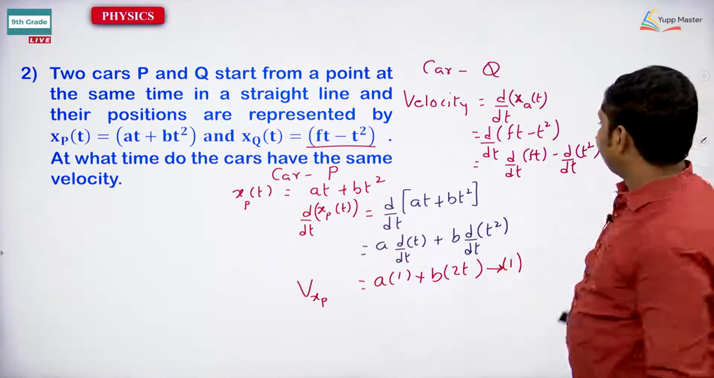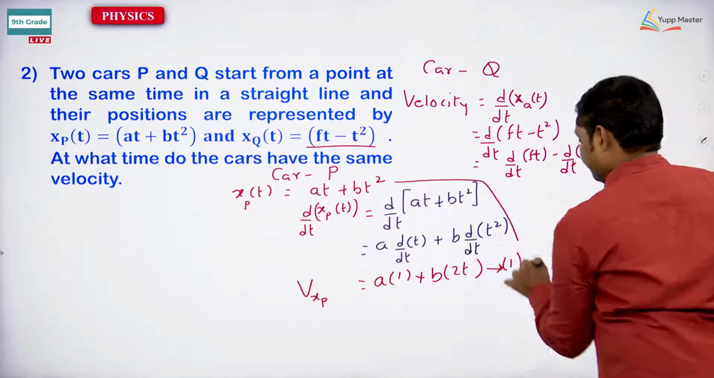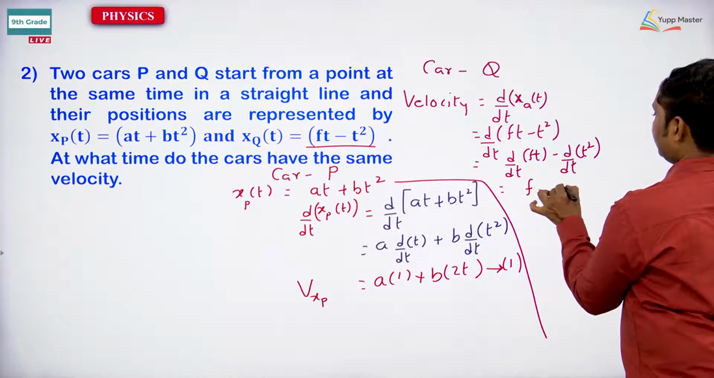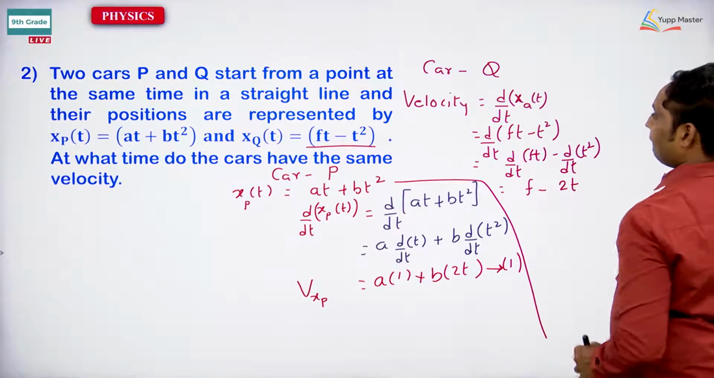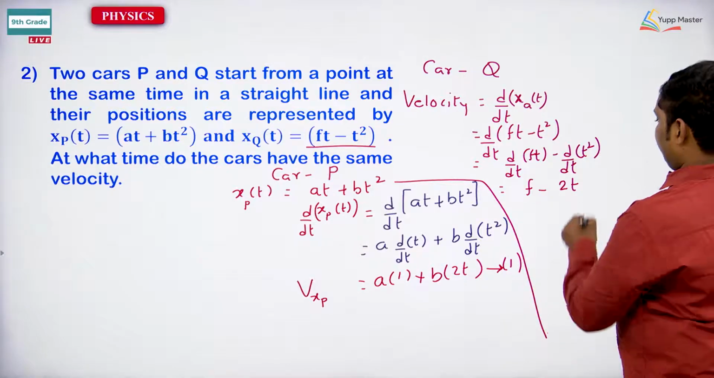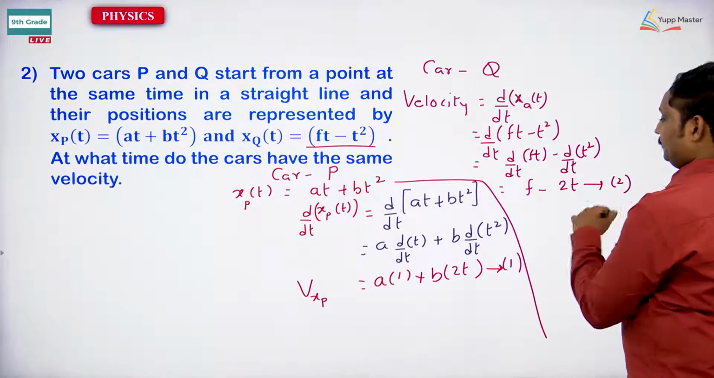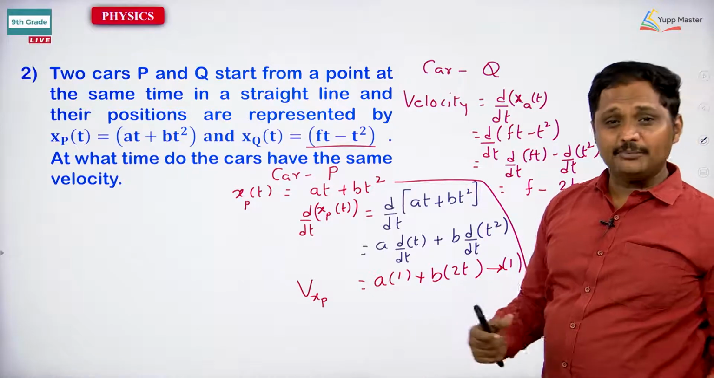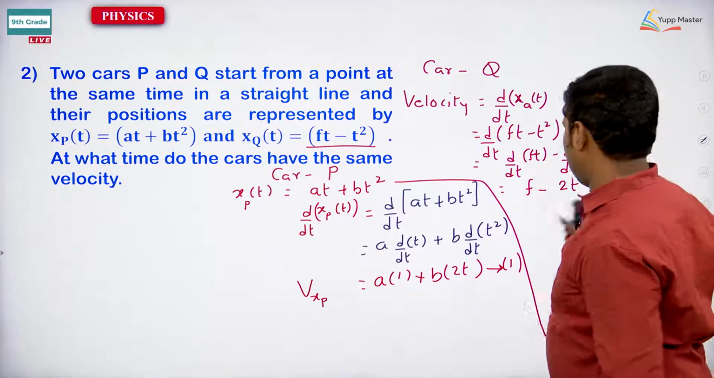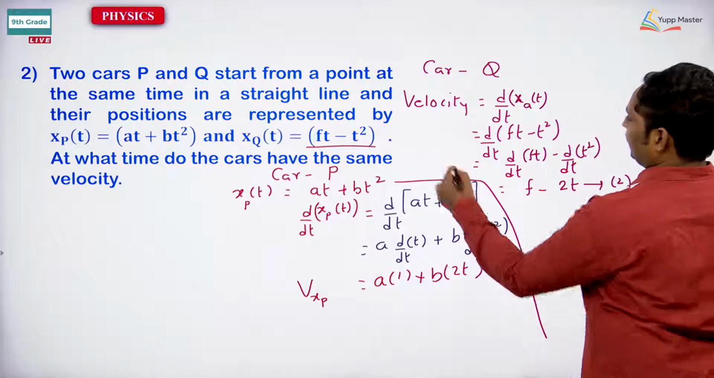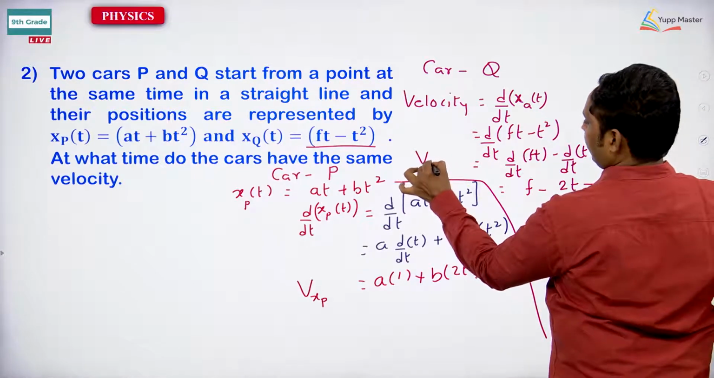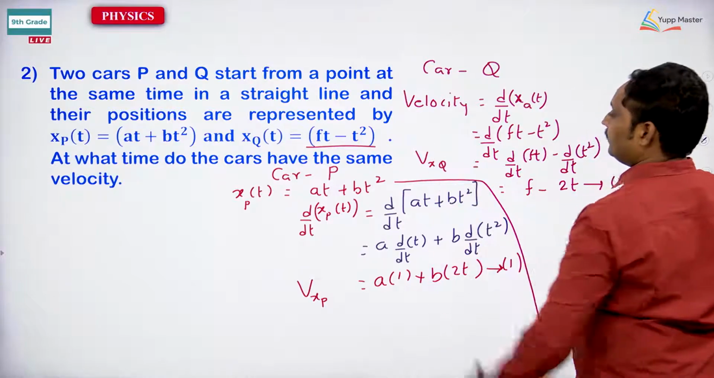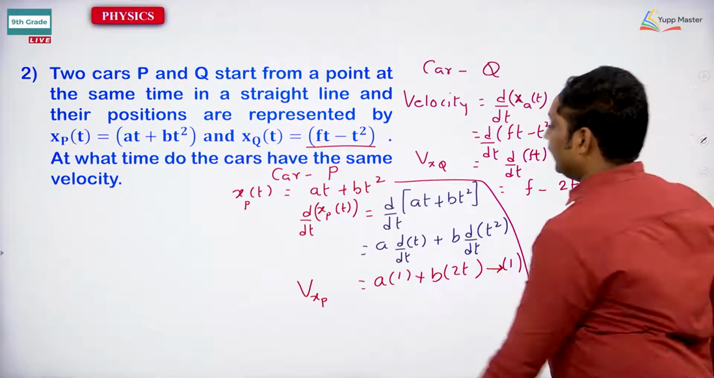Very clear, right. It is going to be f minus 2t. All right, this is equation number 2. You should compare both equation 1 and 2, and easily you will find out the time at which they are going to meet, that is the question. So, this is V x Q, right.